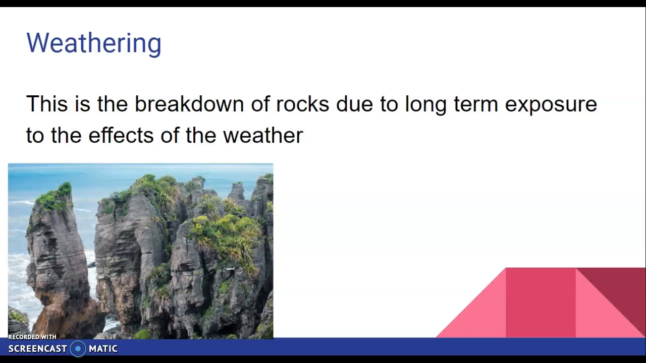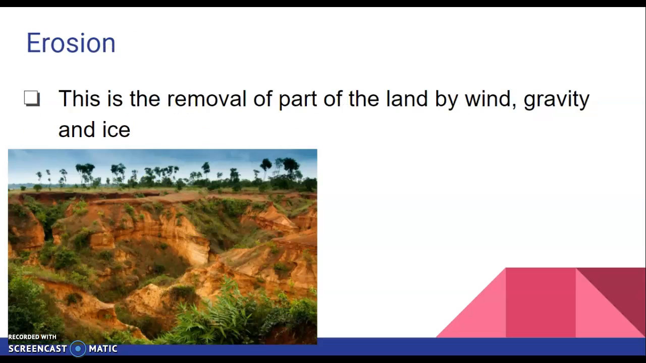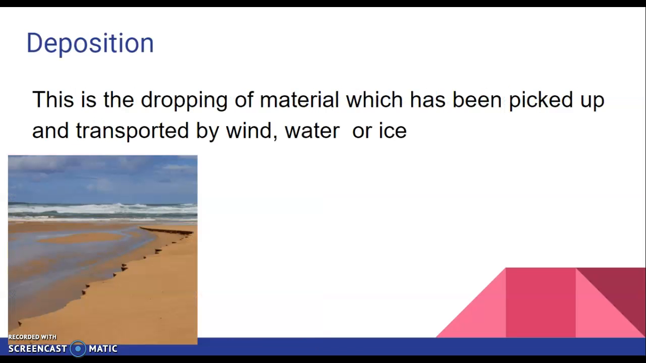Now, what specifically is weathering? This is where rocks break down due to exposure to the impacts of weather conditions, whether it be rain, whether it be ice, and so on. Now, where materials from the land have been removed by wind, gravity, and ice, the process is known as erosion. And we see a lot of this taking place in Jamaica, where hillsides and so on have been eroded. Recently, with the heavy rainfall, we find that there have been landslides and so on. And this is a process known as erosion.